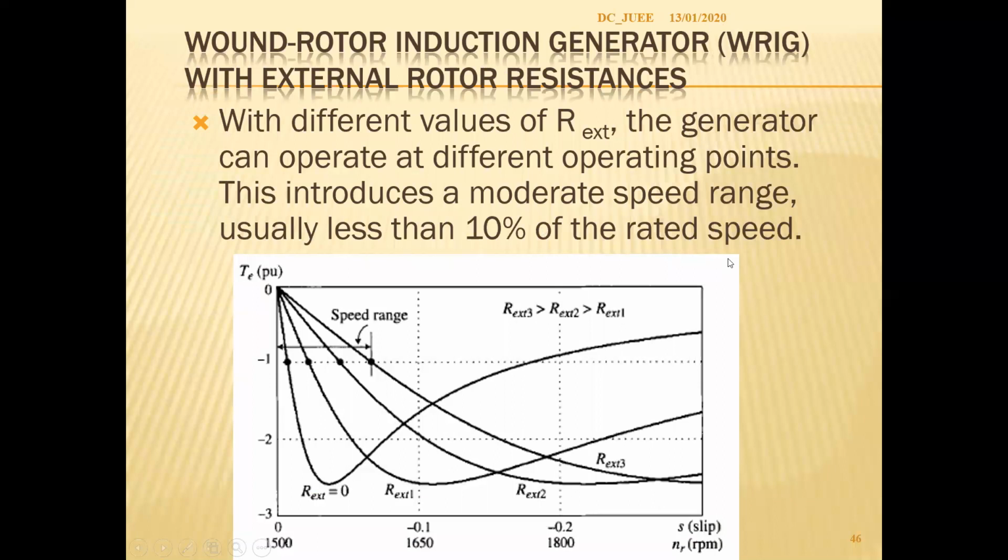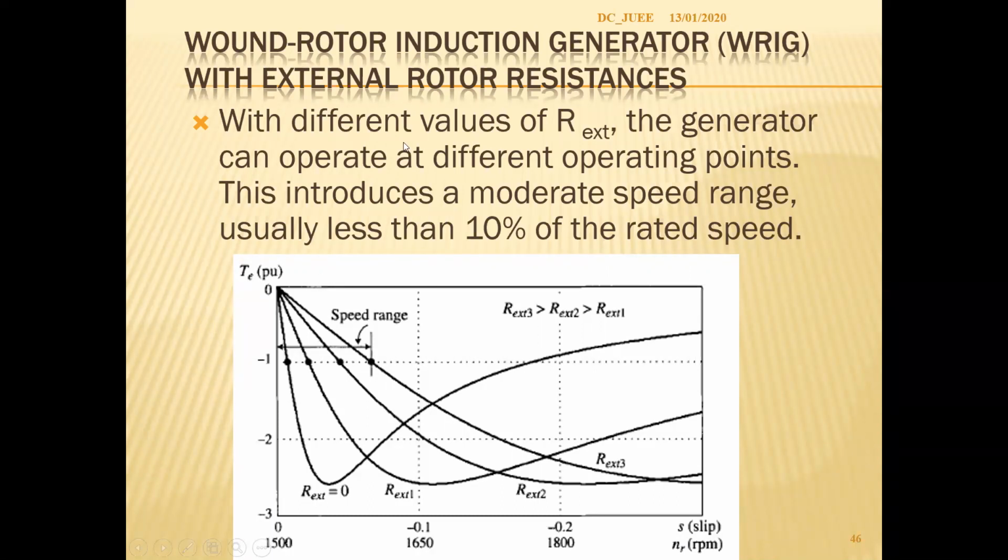Now, what happens when the rotor resistance increases? That means an external resistance is inserted into the rotor. What will happen when we increase the rotor resistance? With the introduction of rotor resistance, the peak torque will not change. That means peak torque remains constant.